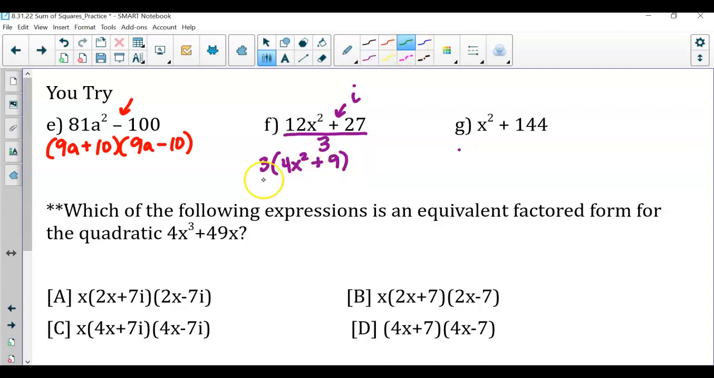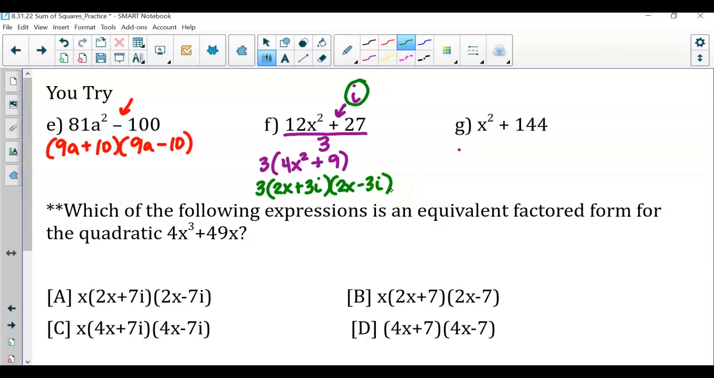Now we can continue our factoring. Bring down your GCF of 3. Square root of 4 is 2, so 2x plus the square root of 9, which is 3, so 3i, right? Because we need i in our factored form for the sum, and 2x minus 3i.